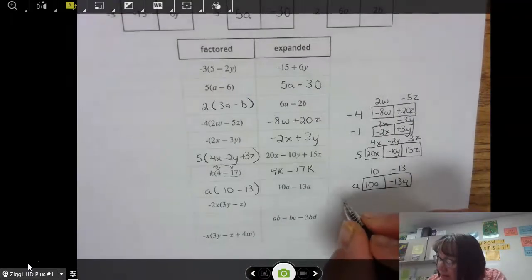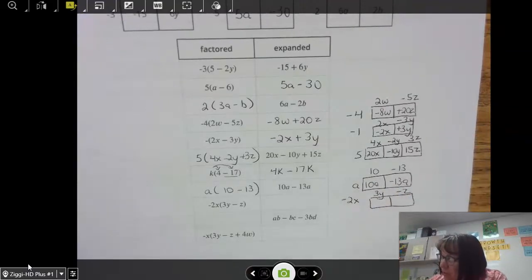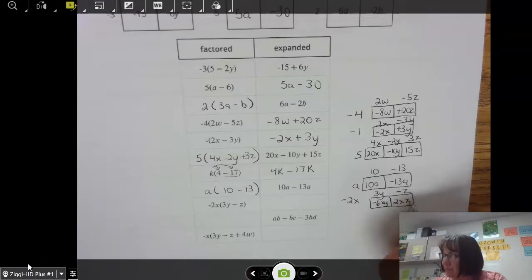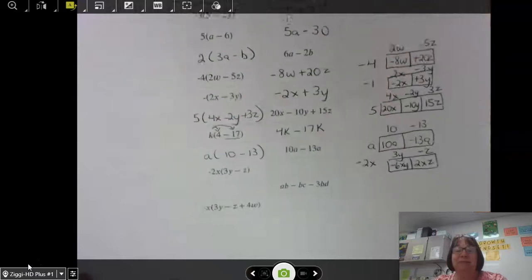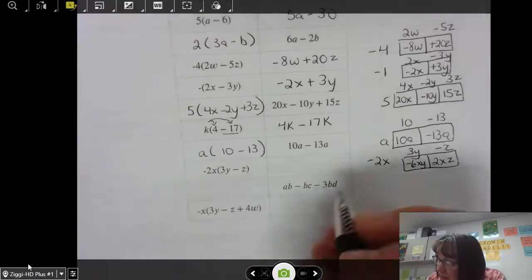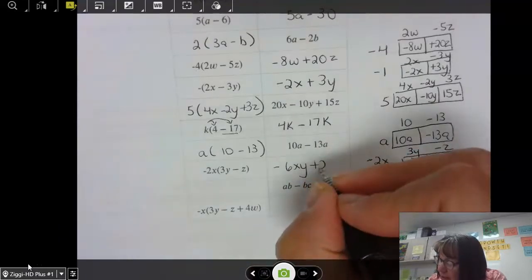If you go to expand here, you took out a negative 2x on the outside. We multiplied by a 3y and a negative z. So you get 3 times negative 2 would be a negative 6xy. And a negative times a negative is a positive 2xz. Right? When you have numbers or letters next to each other, it just means that you are multiplying them. So now my expanded form was negative 6xy plus 2xz.